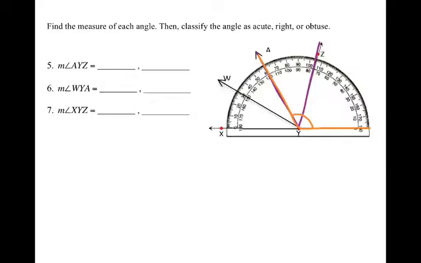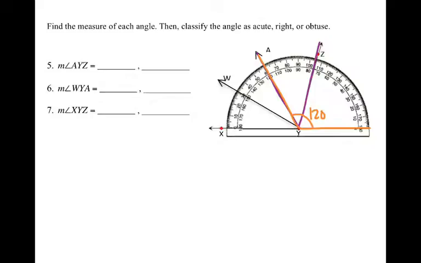All right, on number 5, you're looking for the measure of angle AYZ. So you got to think about the whole angle first, okay? If we're looking at the orange angle, well, that's going to be either 60 or 120. Well, obviously that's bigger than 90, so it's going to be the 120. So the whole orange part is 120.